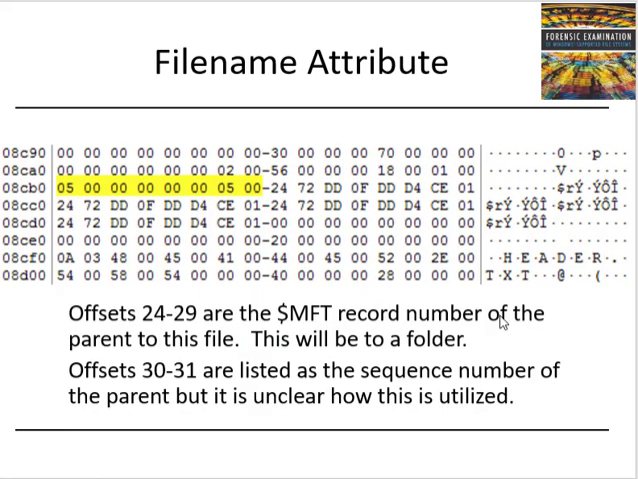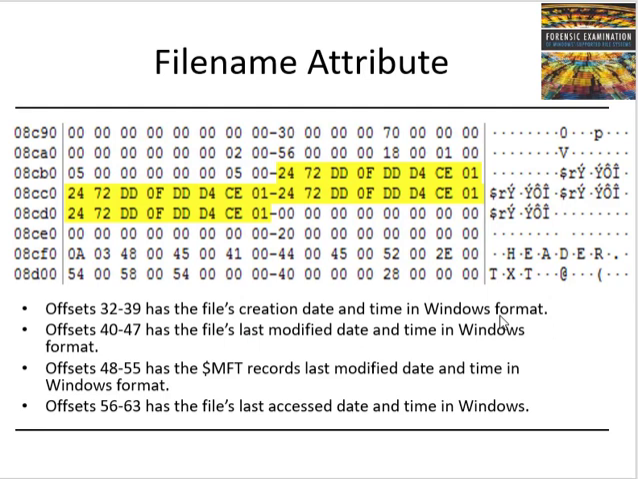So here we are at our content. We have the MFT record number of the parent, and this will be a folder. And then we also have the sequence number of the parent. In this case, they're both the same. The record number is 5, and that just happens to be the root directory. I happen to remember the root directory is always MFT number 5. So 5 is the root directory, and the sequence number is the same as 5 in this case.